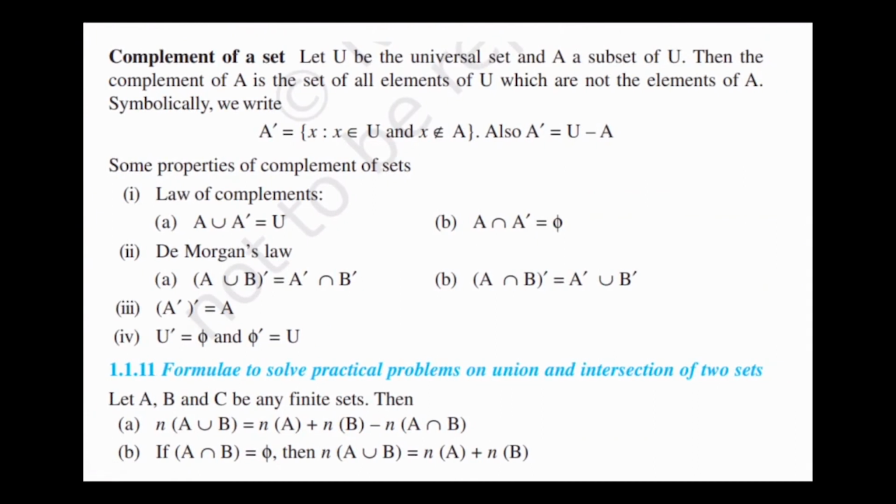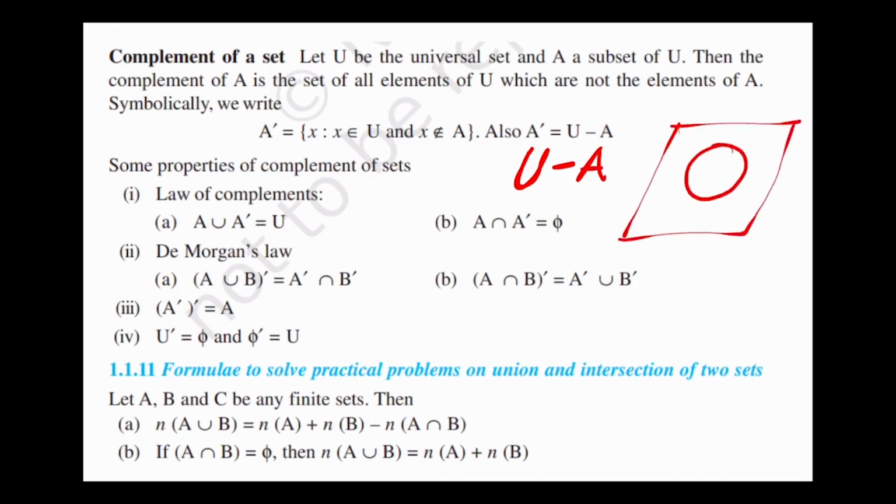Next is complement of A. Complement means from the universal set you subtract it. Let's say A is this set, and this is my universal set. Whenever I ask for A bar, complement is denoted by this bar or dash. It means that from the total universal set you subtract A, whatever you are getting, that is complement.